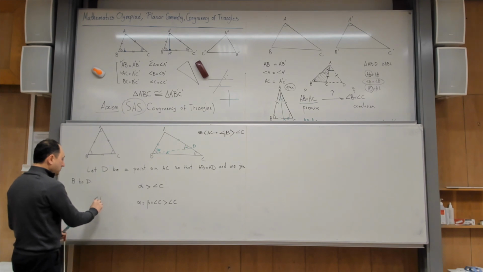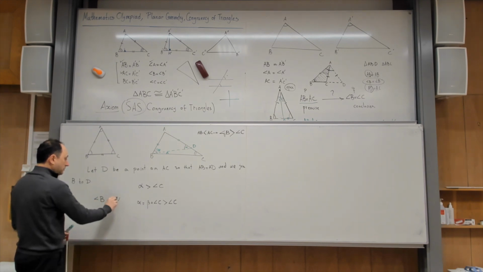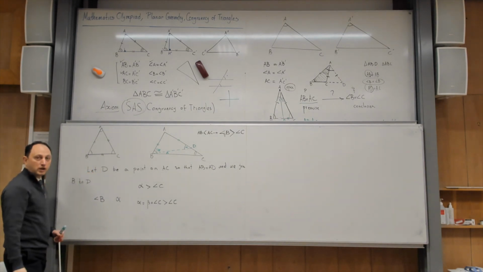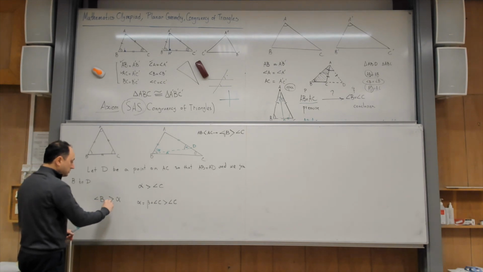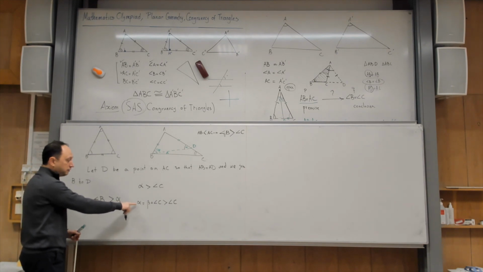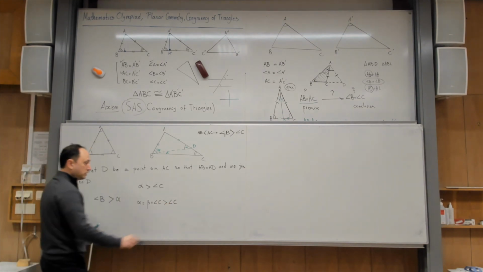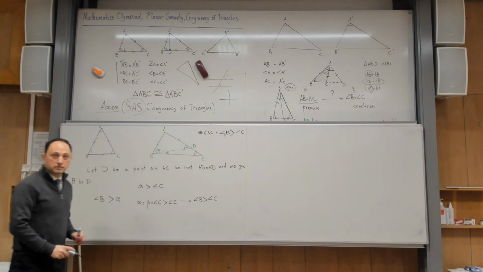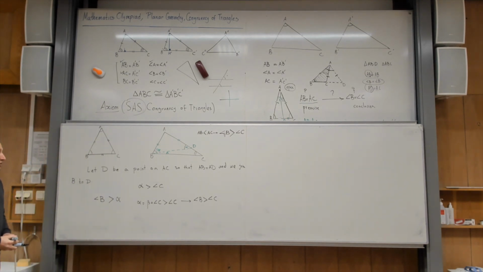But what can you say about the size of angle B and the size of angle alpha? Alpha is part of the whole angle B, so B is greater than alpha. Okay, so angle B is greater than alpha, and alpha is greater than C. So what you can conclude is that angle B is greater than angle C. Yes? You need to fill up the gaps if this is a written exam. You need to express things in words properly. But I want to save some time, so I'm writing it a bit quickly.